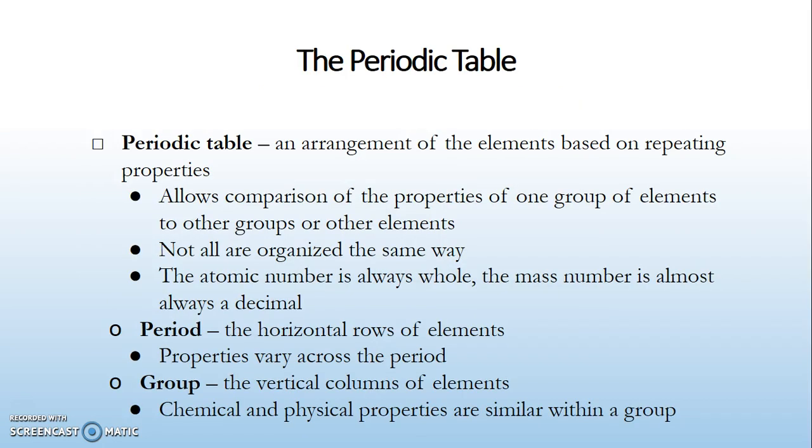The last little thing is just a couple of words about the periodic table. We've been talking about it off and on here. Something to make yourself aware of is that the atomic number is always whole, and I said earlier the mass number is almost always a decimal. Two other words that you need to know are the words period and group. Period is the official term for the horizontal rows, and group is the official term for the vertical columns. We're going to learn more about periods and groups when we get to a later module. We'll talk about periodic trends and the periodic table itself.